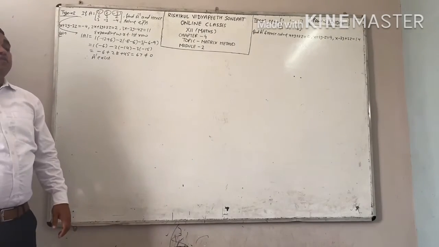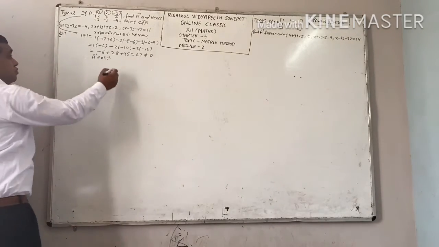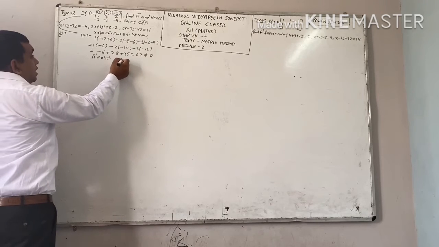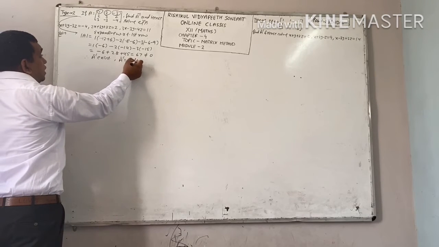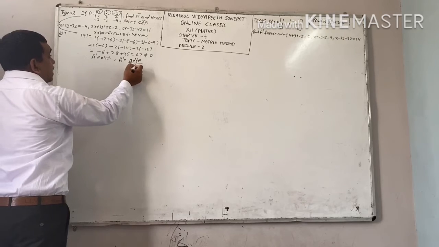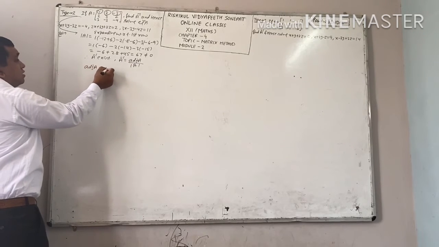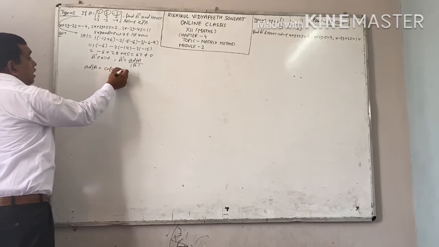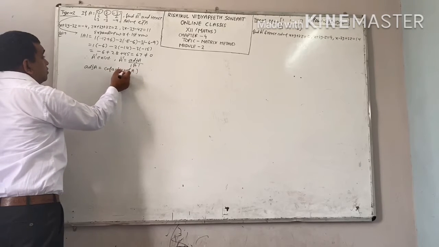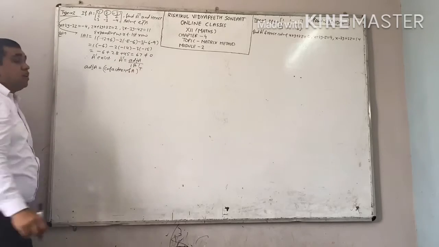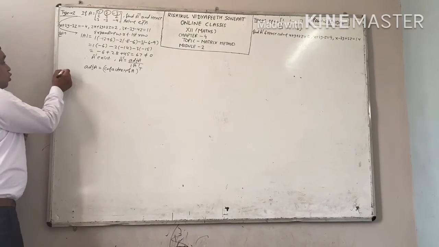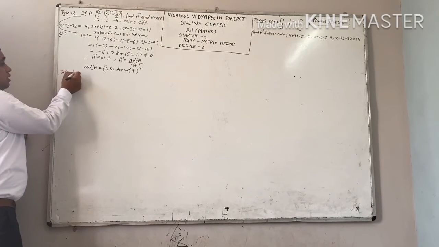And we know the formula of A inverse. A inverse equal to adjoint of A upon determinant of A. Adjoint of A we know, remember: adjoint of A equal to cofactors of A whole transpose. Now we will find out cofactors. Cofactors are given by.